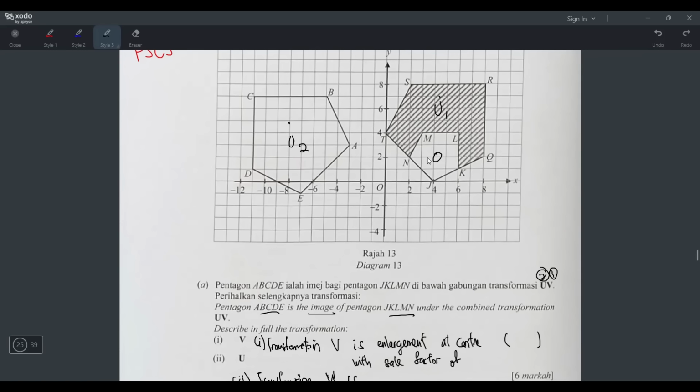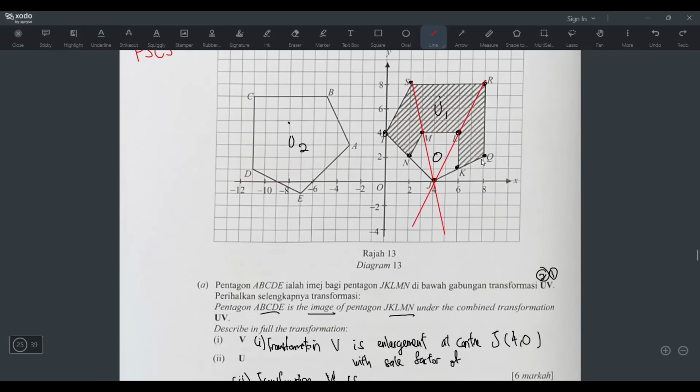So you can see this is the object, this is the image, right? Okay, before enlarge is N, after enlarge is T, before enlarge is M, after enlarge is S, before enlarge is L, after enlarge is R, before enlarge is K, after enlarge is Q, before enlarge is J, after enlarge is still J. So definitely the center is at J. And then it's (4, 0). Okay. Alright, if you want to use the draw line punya cara pun boleh. Yeah, because when you find center of enlargement, you just garis macam tu kan. Yeah, yeah, you get J also.